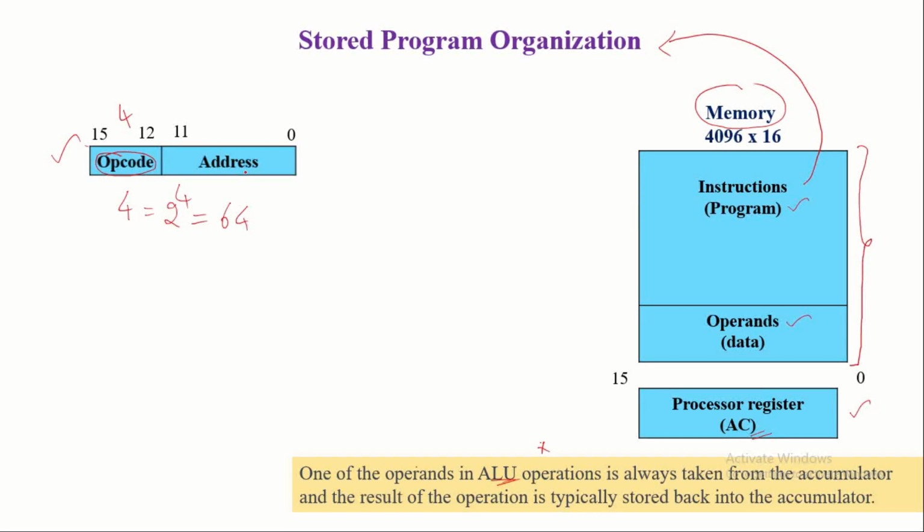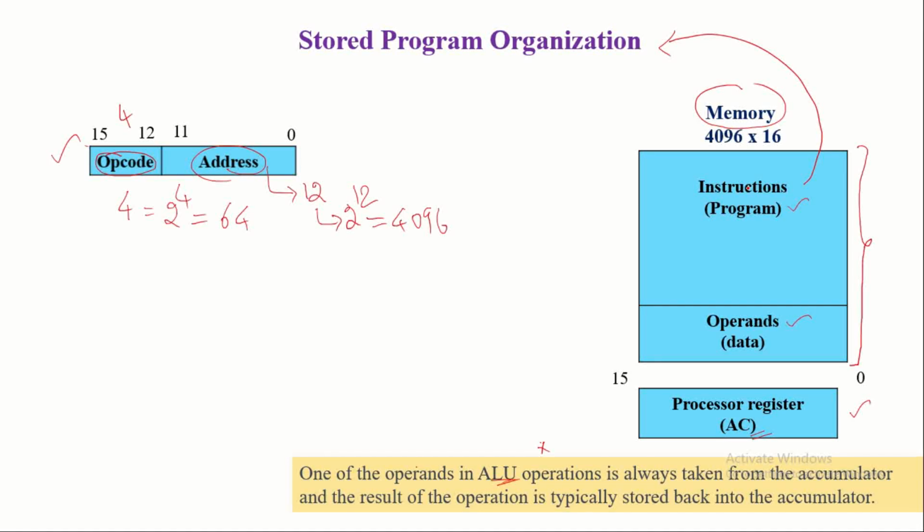Coming to the address part of the instruction, in this instruction the address part takes 12 bits. A 12-bit address part specifies addresses for 2^12 memory words. What is 2^12? 4096. So with 12 bits of address field, addresses for 4096 memory words can be created.